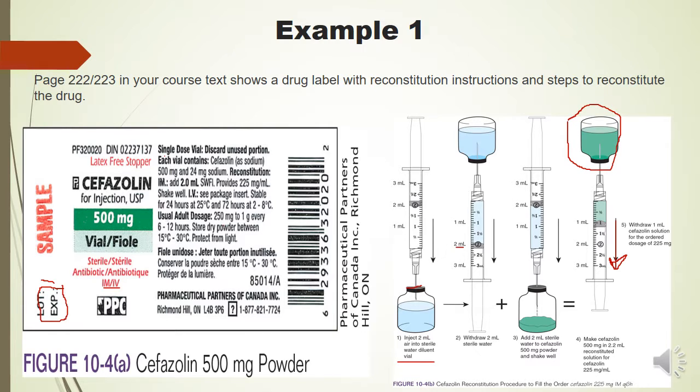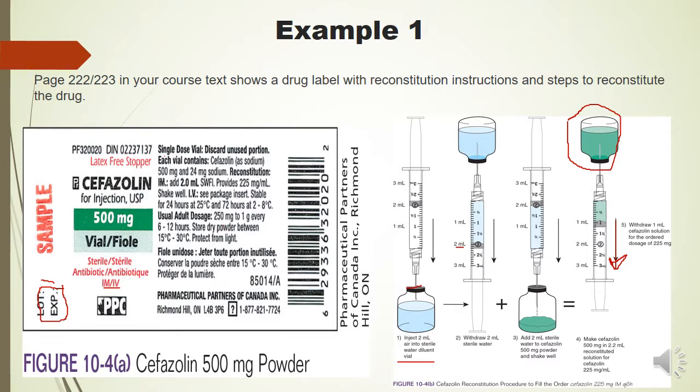Okay, now, it also on this label gives us a usual adult dosage. So 250 milligrams to 1 gram every Q6 to 12. So if we were looking at our physician's order, we can always compare it to this usual dosage range to ensure that it's a therapeutic dose for this person. Okay? So that's that.